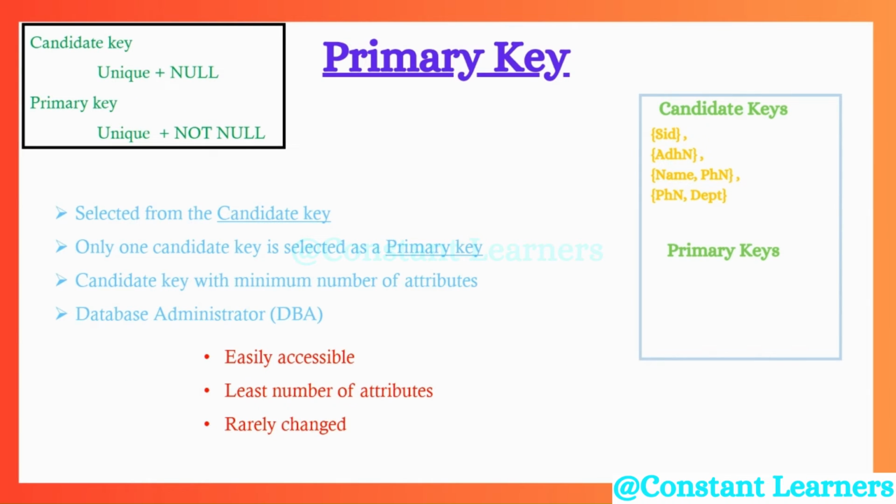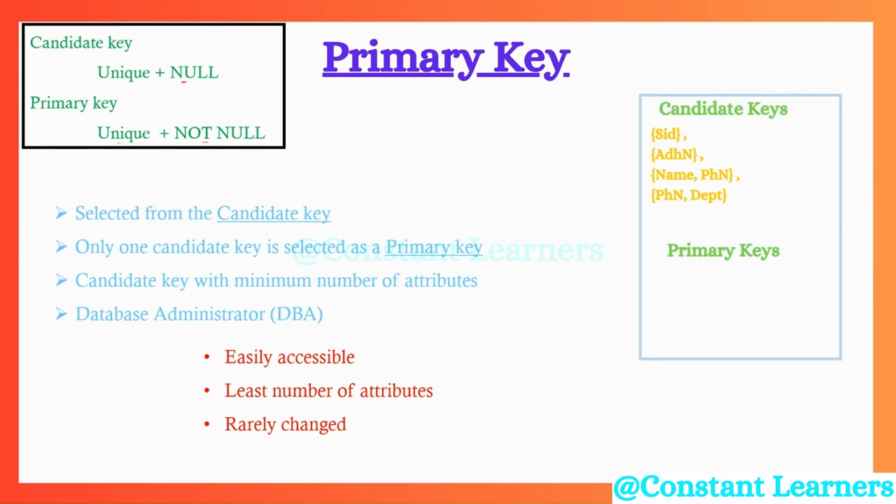Candidate key is also unique, but candidate key can accept null values. This we have discussed in the previous video where we discussed the candidate keys, that candidate keys can accept null values, but primary key will always be unique and it will always be not null. Alright. Now, primary key is always selected from the candidate keys. That means out of the many candidate keys that we get from the table, only one will be selected as the primary key. There can be only one primary key in one table.